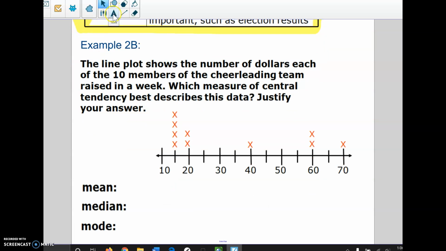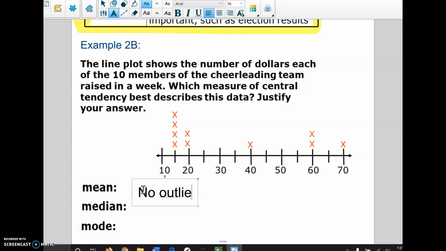Justify your answer. So first I'm looking to see if there's an outlier. I've got numbers here, there's more over here. Nothing is glaringly different than the rest. You've got some, and then a little bit of a break, but then there's more. So there are no outliers. If there are no outliers, the mean is the best. The way I justify it is that I said there are no outliers. That's my justification. I don't need to find the mean. They're just asking me which one is the best.